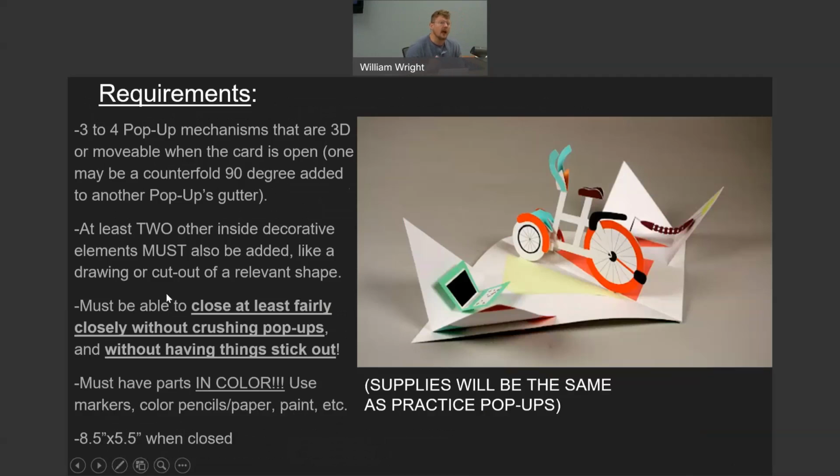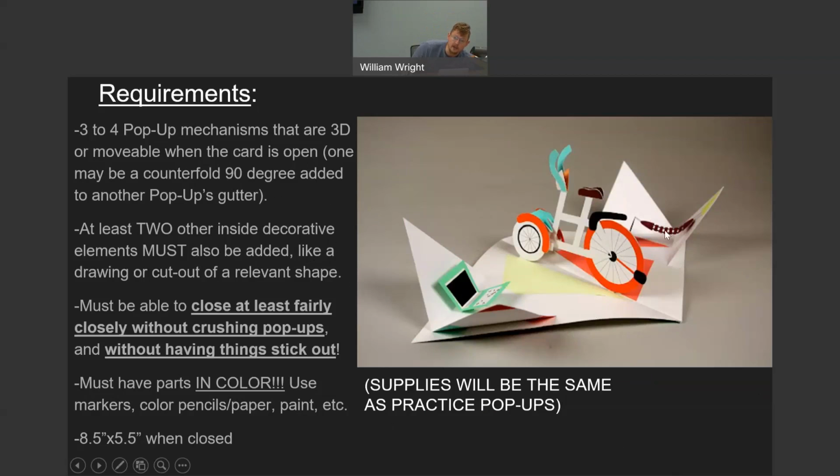But looking at the exact requirements, let me go over those. You need 3 to 4 pop-up mechanisms that are 3D or movable when the card is open. One piece may be a counterfold or a 90-degree pop-up if it is added to another pop-up mechanism. So one of your 3 or 4 can be a counterfold. Honestly, this little hammock thing in this picture here is an example that a former student did.